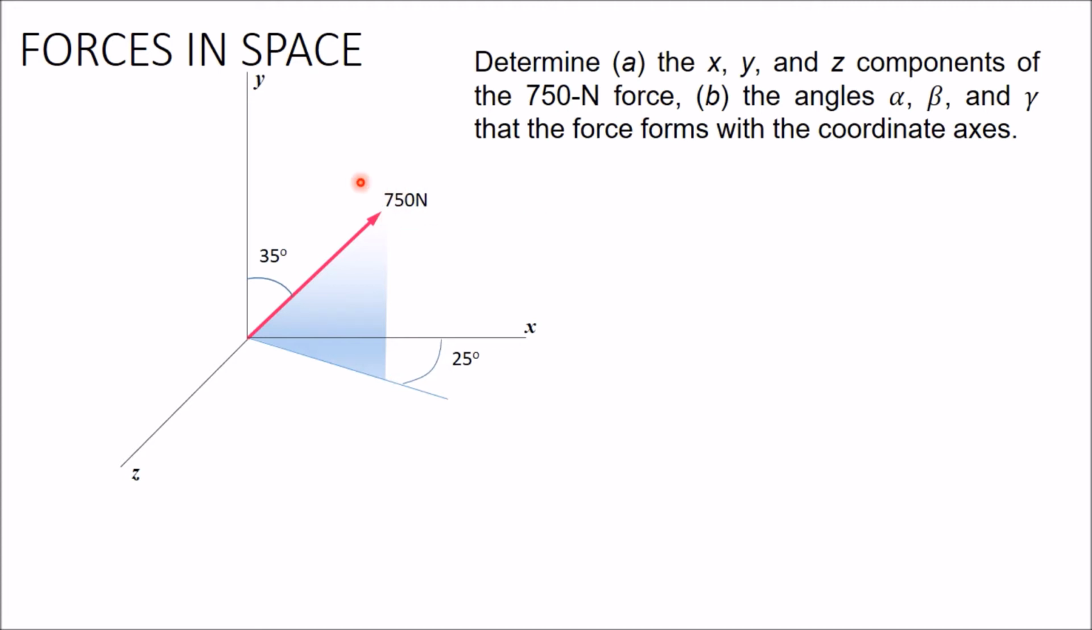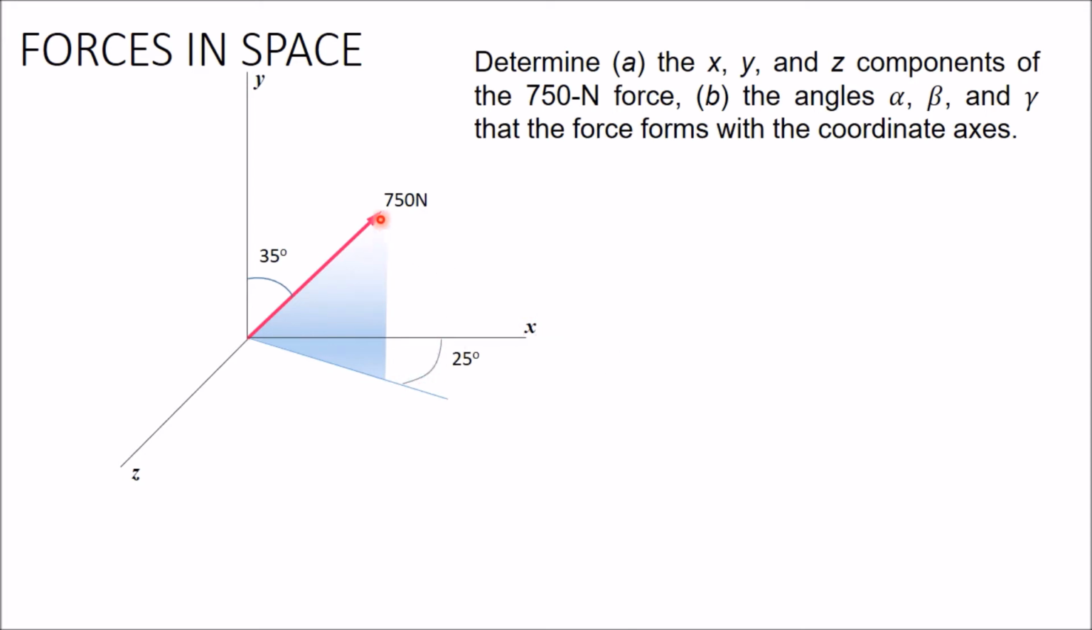This force of 750 Newton is making an angle of 35 degrees from the y-axis. With this data, we have to determine the x, y and z components of this 750 Newton force and the angles alpha, beta and gamma that the force forms with the coordinate axes. This force and the y-axis are in a plane, the blue color plane, and this plane is making an angle of 25 degrees from the x-axis.